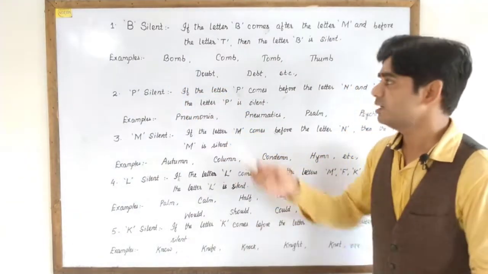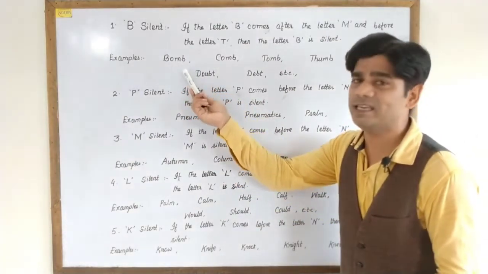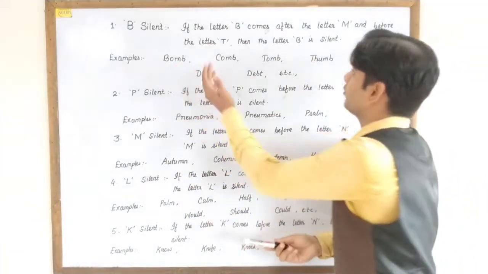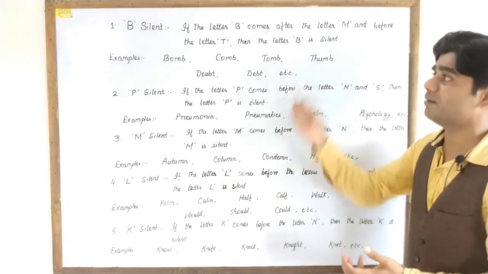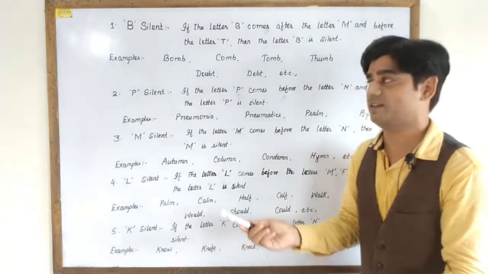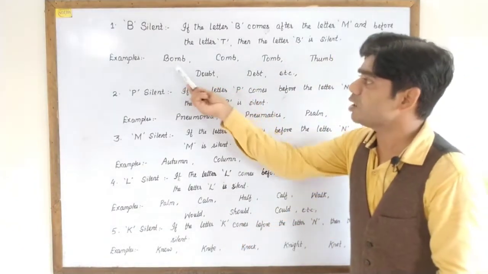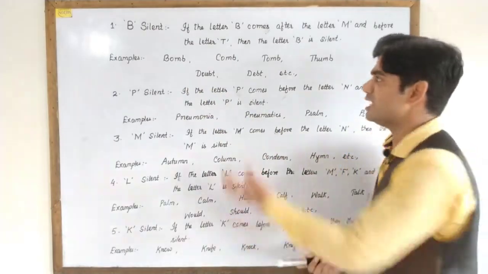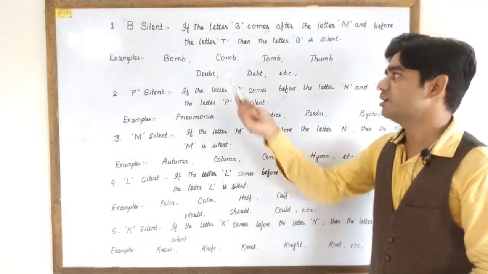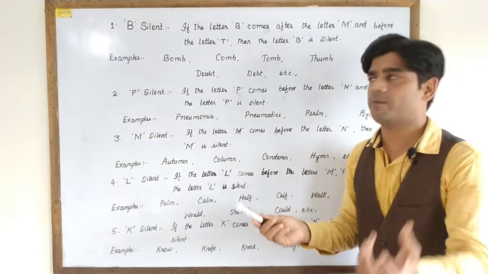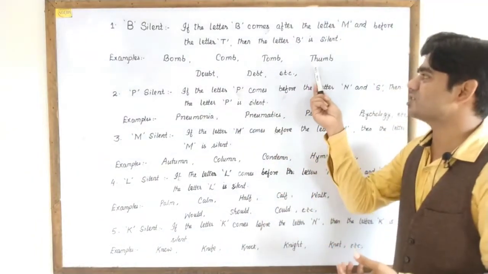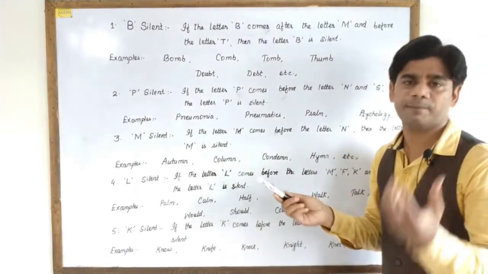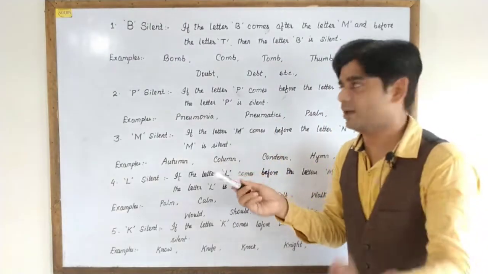B-O-M-B, bomb. So here you can see that there is a letter B and it comes after the letter M. As per the rule, if the letter B comes after the letter M, then the letter B becomes silent. B-O-M-B, bomb. Now the next example we have C-O-M-B, comb. T-O-M-B, tomb. T-H-U-M-B, thumb.